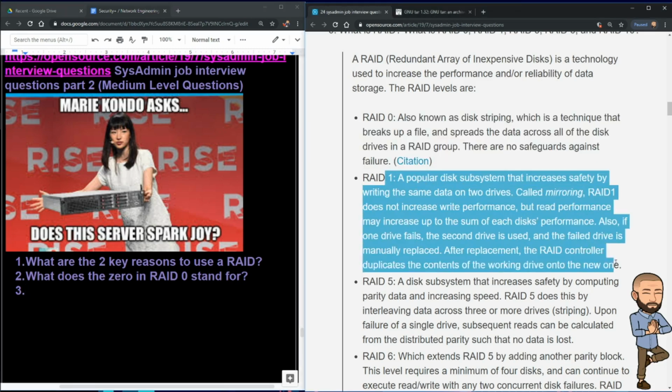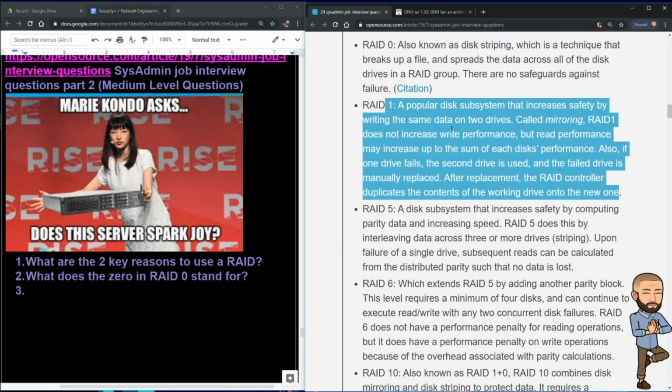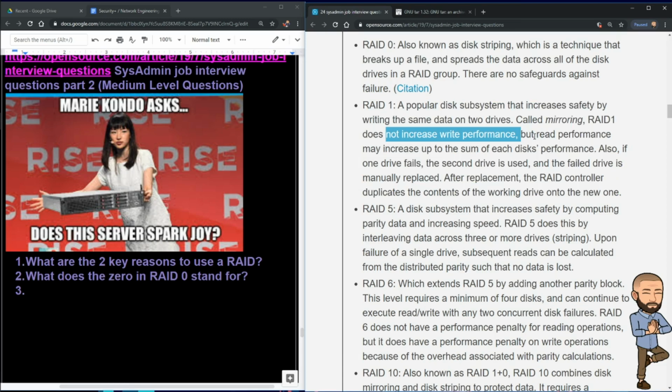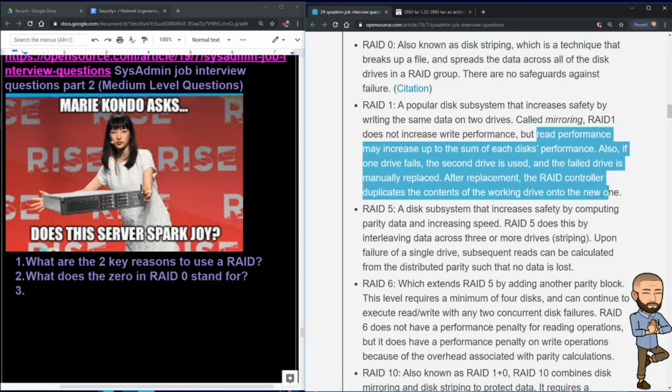Alright, next, RAID 1, a popular disk subsystem that increases safety by writing the same data on 2 drives, called mirroring. RAID 1 does not increase write performance, so no increase in performance. But read performance may increase up to the sum of each disk's performance. Also, if one drive fails, the second drive is used, and the failed drive is manually replaced. After replacement, the RAID controller duplicates the contents of the working drive onto the new one.